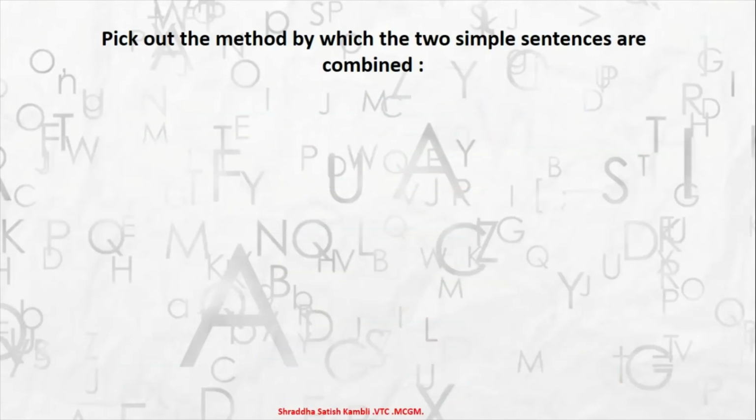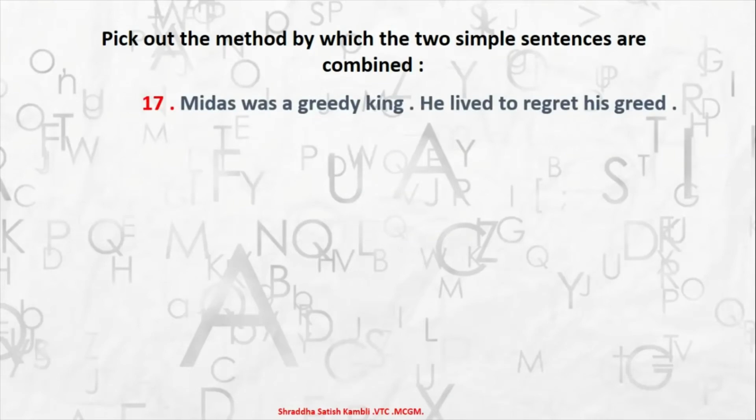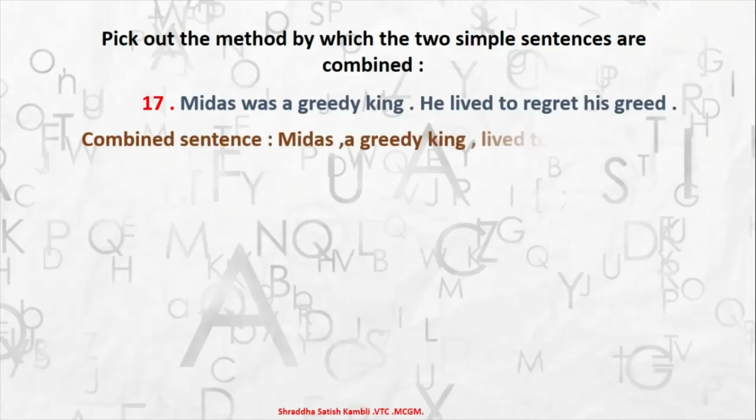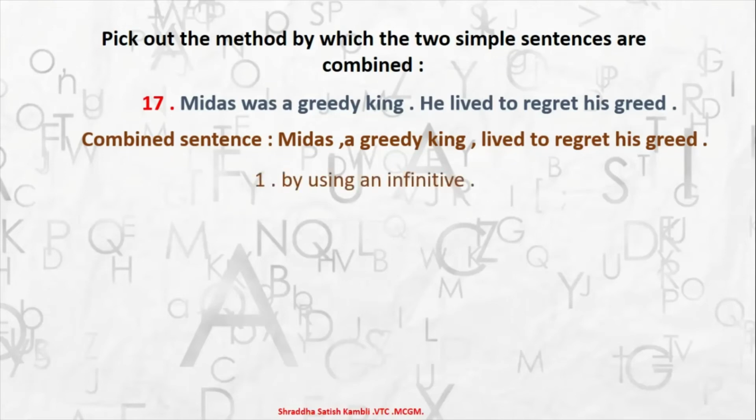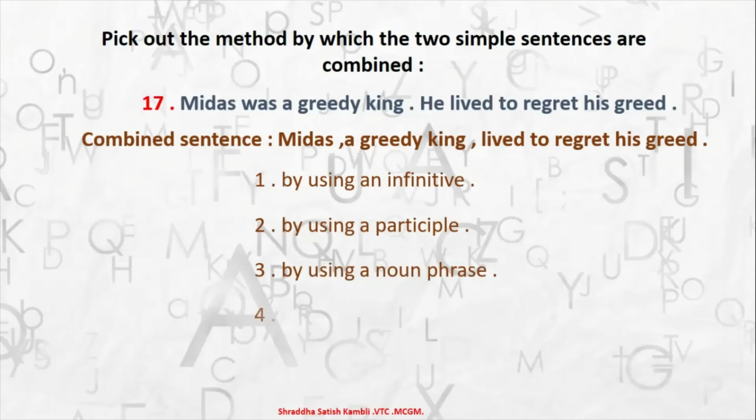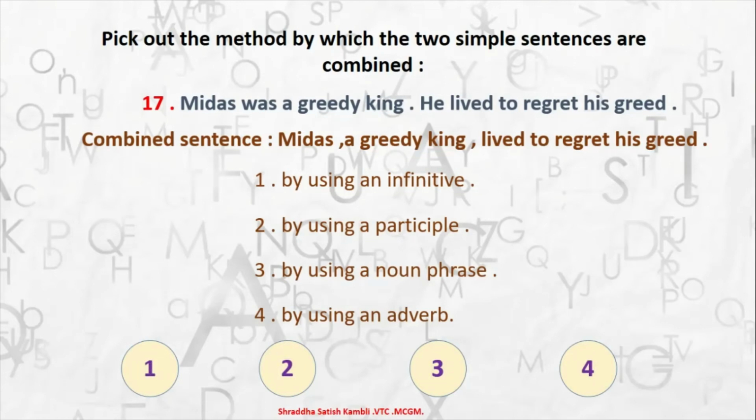Coming to the next example here. Midas was a greedy king. He lived to regret his greed. So Midas, a greedy king, lived to regret his greed. So now come on, decide what method is used, by using an infinitive, by using a participle, by using a noun phrase, or by using an adverb. What have you done here? What have you used? You have made use of a greedy king, which is a noun phrase, in order to combine these two simple sentences. So option number 3 is the right one.